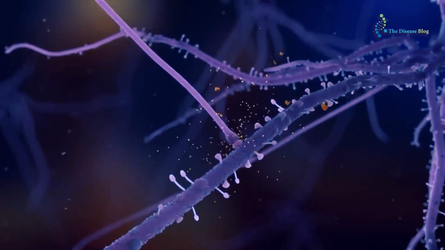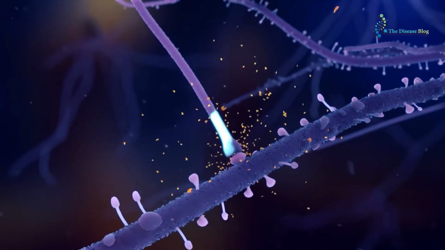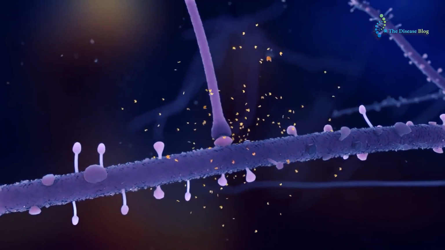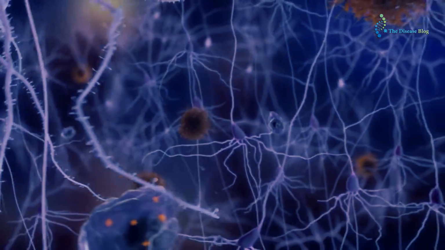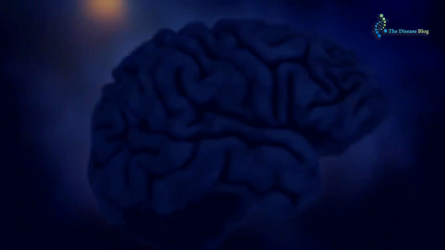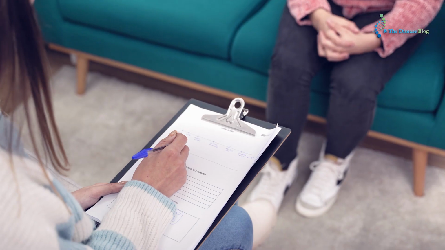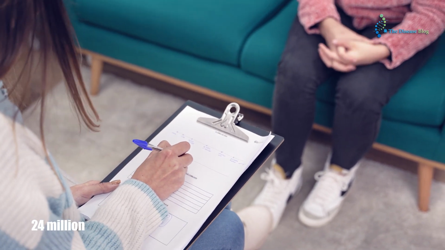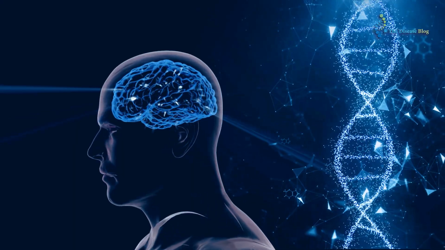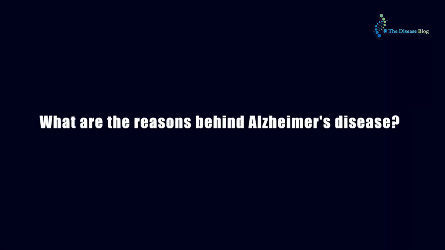Therefore, degeneration of neurons and loss of nerve connections disrupt the transmission of signals among neurons and other body parts. Consequently, it results in the loss of various cognitive abilities, finally leading to dementia. The neural degeneration caused by AD is irreversible. According to reports, approximately 24 million people have Alzheimer's disease, and it is predicted to rise to 75.6 million by 2030. What are the reasons behind Alzheimer's disease?